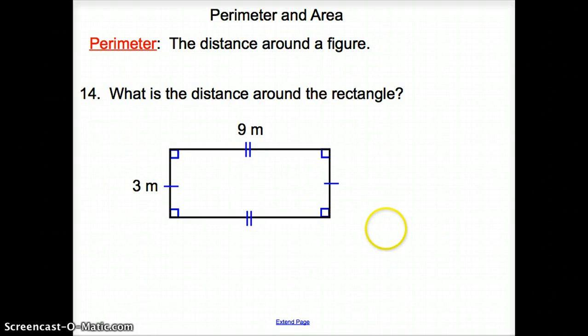Moving on, next we move to perimeter. The perimeter is the distance around a figure. We are asked, what is the distance around this rectangle? Well, these tick marks give us a hint.